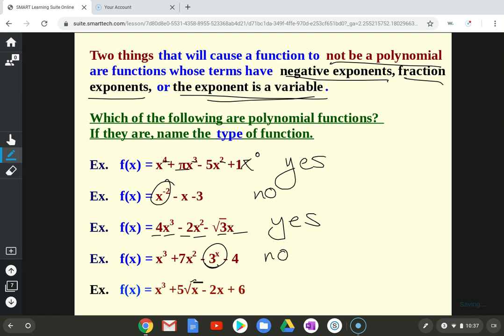This last one is also, pretend that's kind of connected there, this last one is also not a polynomial. And the reason it's not a polynomial is because of this root x. When you have any x inside of any kind of a root, a square root, a cube root, any root, that actually causes your exponent to become a fraction, and that means that it is not a polynomial. So this would not be a polynomial.